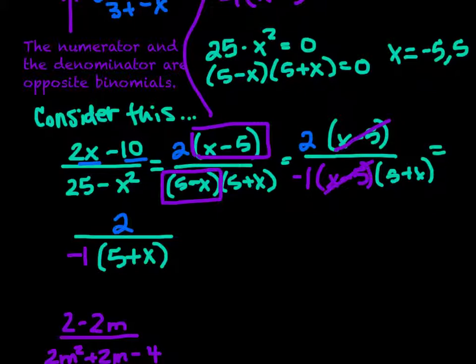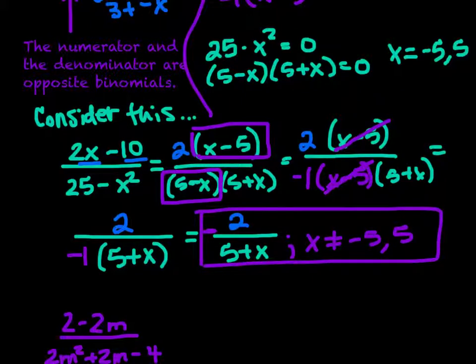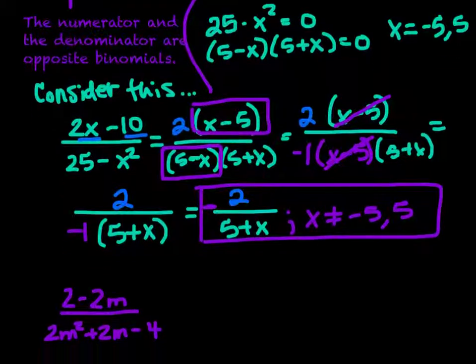To make this a little bit easier to look at, I'm going to bring that negative 1 out in front, and I'm just going to write everything as 2 over 5 plus x, and we have our negative out in front. So there's our final answer, where x cannot equal a negative 5 or a positive 5. Our final answer: negative 2 divided by 5 plus x, where x cannot equal negative 5 or positive 5. So let's try this again with another problem.